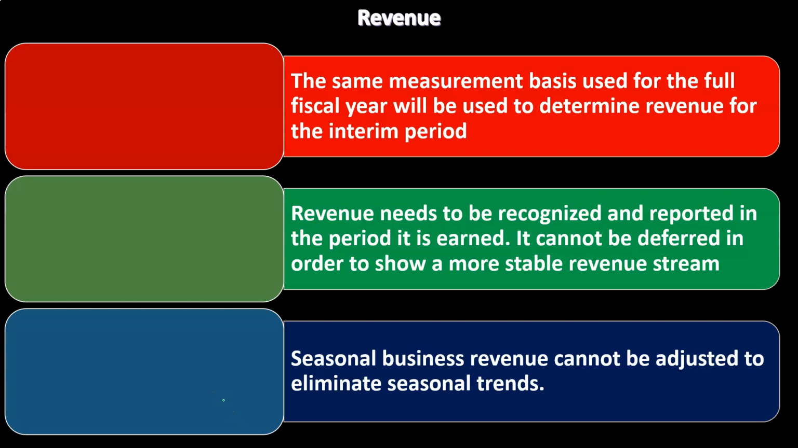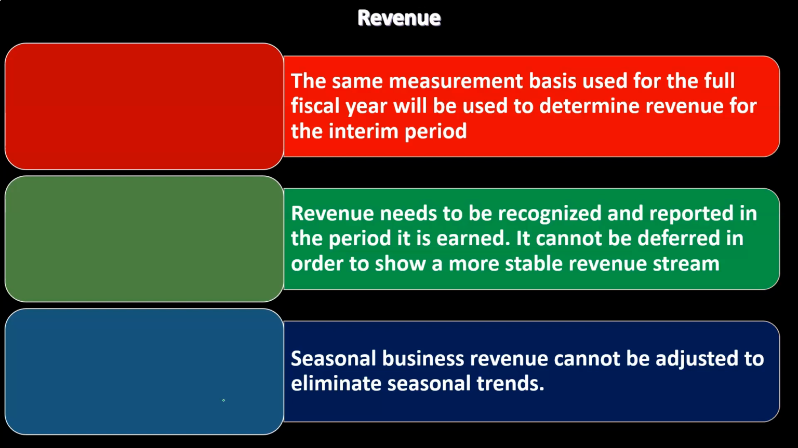So seasonal business revenue cannot be adjusted to eliminate seasonal trends. Seasonal businesses often have spikes in their revenue due to the season that they are in, and they don't really like those spikes. They would like to show it as a nice even trend upwards. But you can't do that because that's dishonest. It's not right, right? That's not how it happened in terms of revenue recognition.